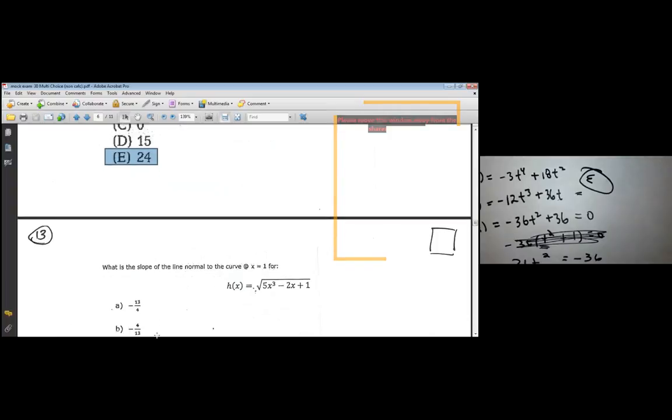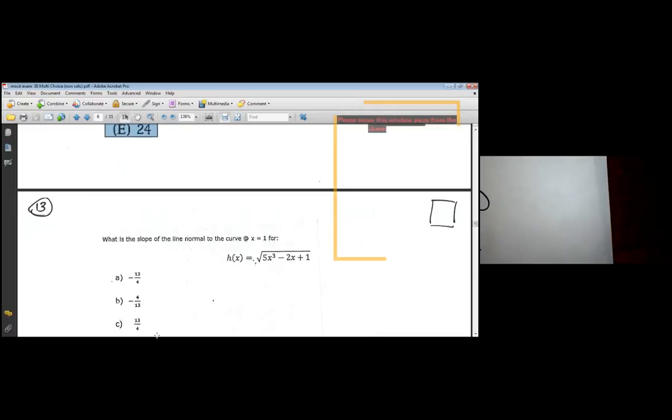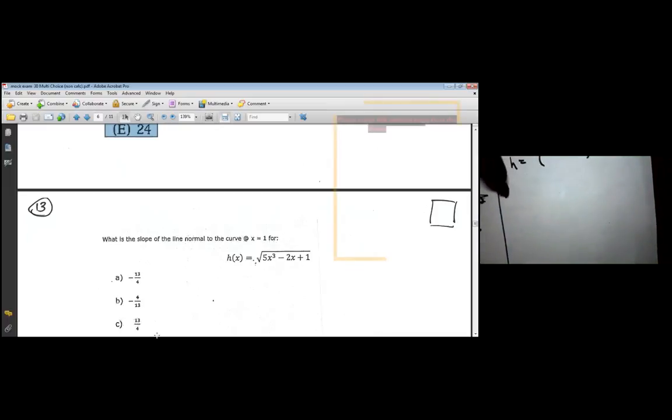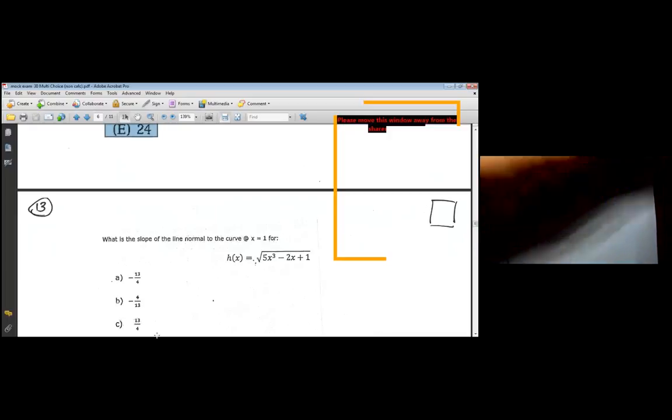Okay, 13, normal line. Normal means perpendicular to the tangent slope. So that means you want to find the tangent slope and then turn it upside down and change the symbol, take the opposite reciprocal. So for right now, just try to find h prime of one. And once you find h prime of one, turn that upside down and change the symbol. Normal means perpendicular. So h is really equal to that stuff to the half. So if we go to take its derivative, h prime is going to be half, keep it, drop it, derive it.